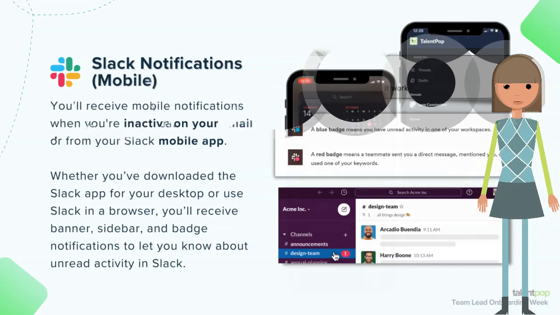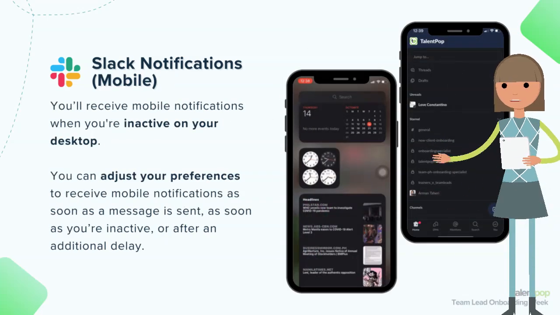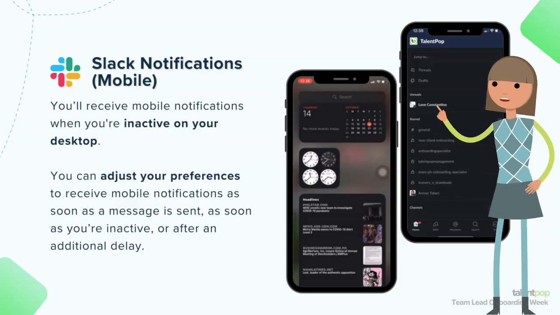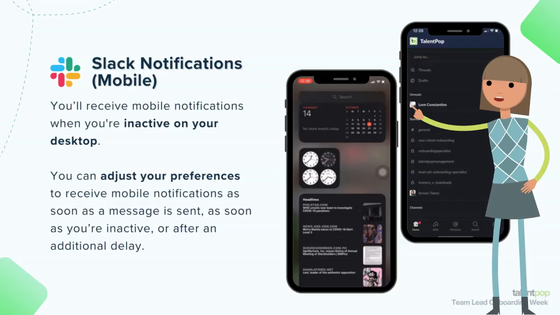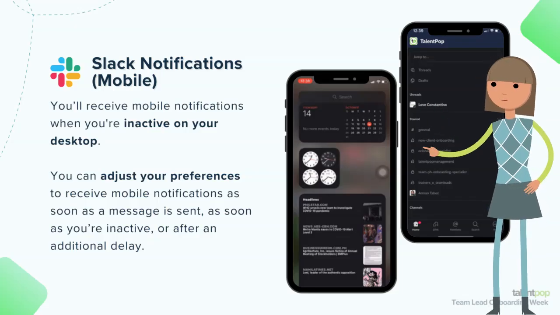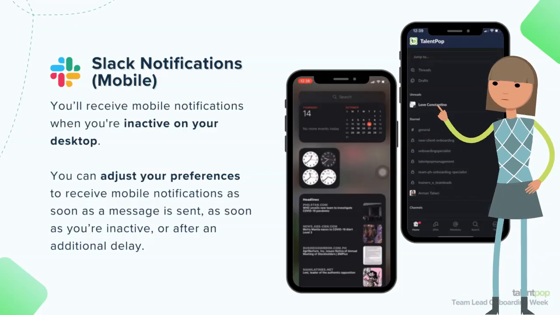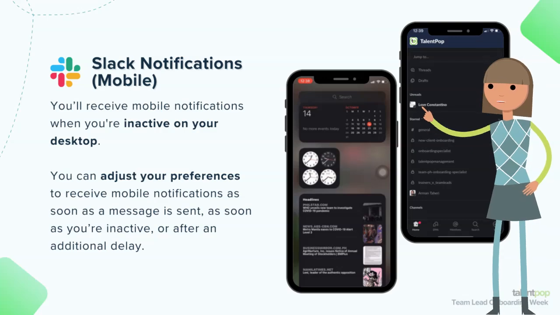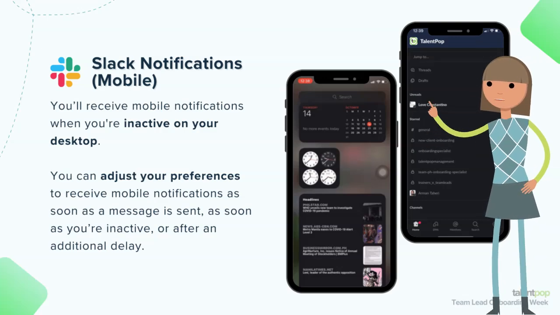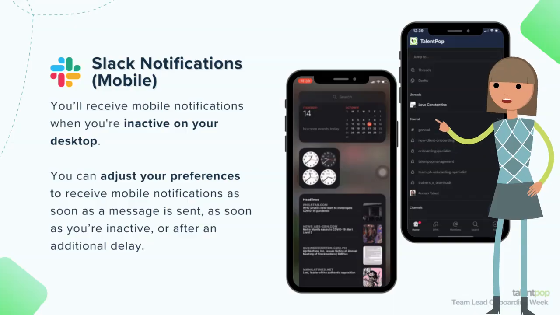When you're not active on your desktop, Slack automatically sends notifications to your mobile device. This ensures that you don't miss important updates even when you're away. You also have control over how these notifications behave. You can choose to receive alerts instantly, only when you're inactive, or after a delay. For example, if you prefer fewer interruptions, you might set a slight delay. But if your role requires immediate response, instant notifications may be more appropriate. The key here is balance. You want to stay informed without feeling overwhelmed.